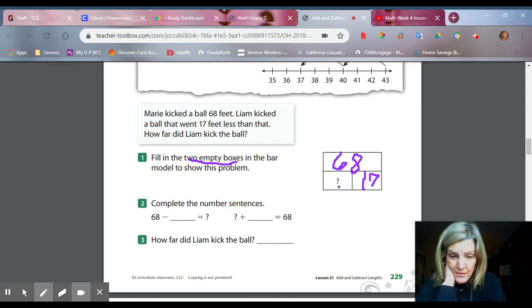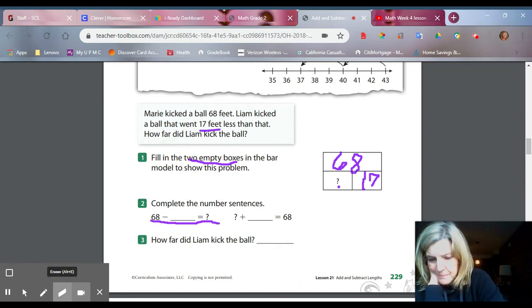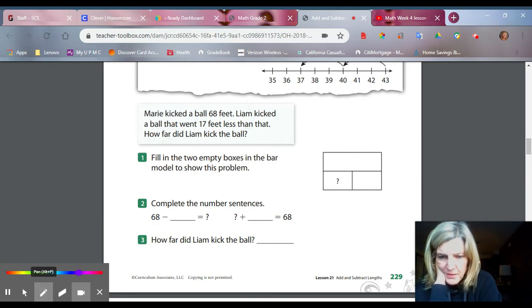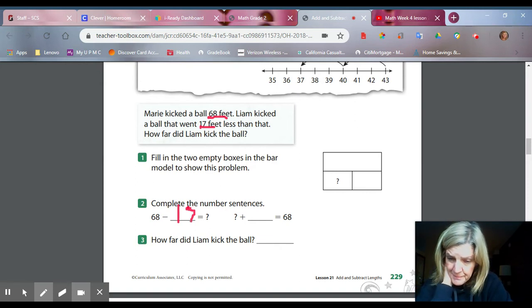Let's complete the number sentences to figure out the same thing. 68, take away what equals the question mark? Well, the 68 feet that Maria kicked it, we need to take away the 17 feet less that it went. And that would give us the total feet that Liam kicked it. We could also add that. It'd be the total feet that Liam kicked it plus the 17 feet less is going to equal 68.